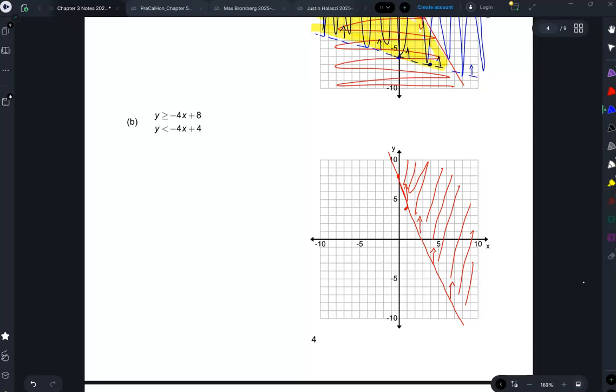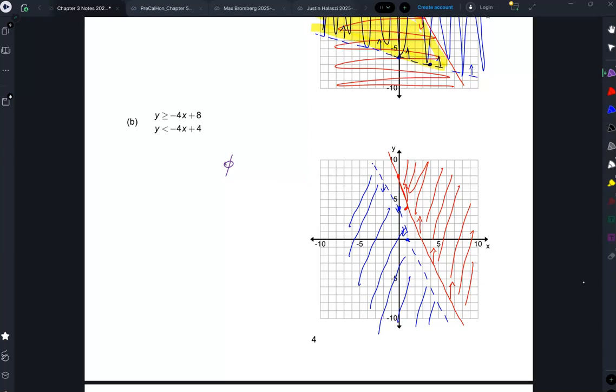The next one, negative 4x plus 4, I go down 4 over 1. This one is dotted. So where do I shade? Directly below. So here. Where is the part that overlaps? None of it. So this system has no solution because it doesn't overlap. You have to have a region to overlap. Okay, so let's do another one. Let's go ahead and do the next one.